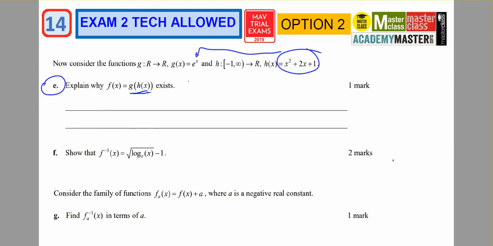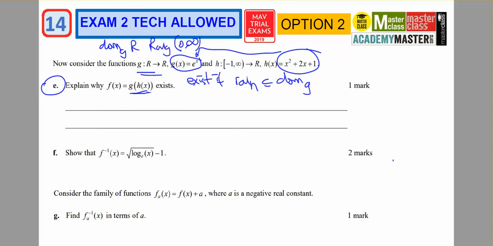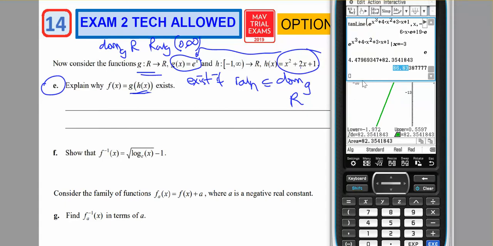So why does the composite exist? Well, it would exist if the range of the inside, which is H, is a subset of the domain of the outside, which is G. So this is G, which is an exponential. The domain of G is all real numbers, and the range of G will be 0 to infinity. And we have this parabola, which looks like a perfect square.